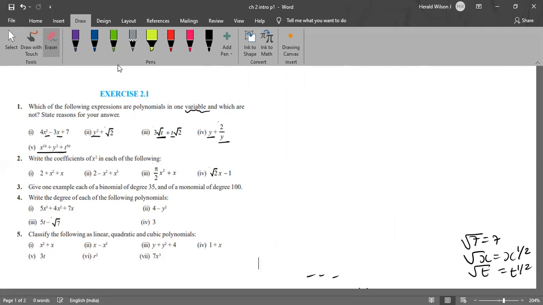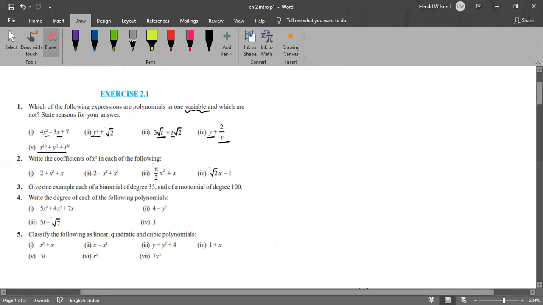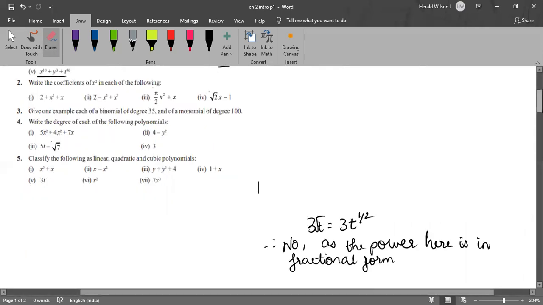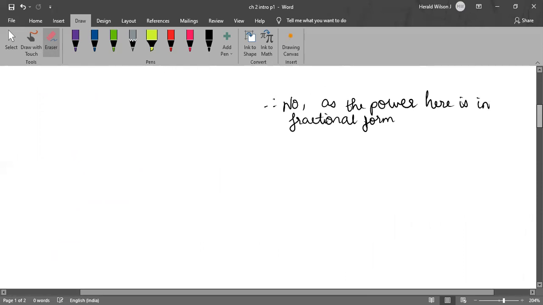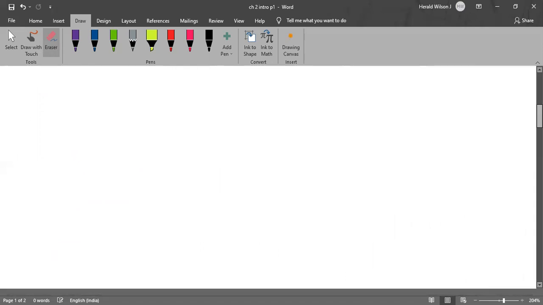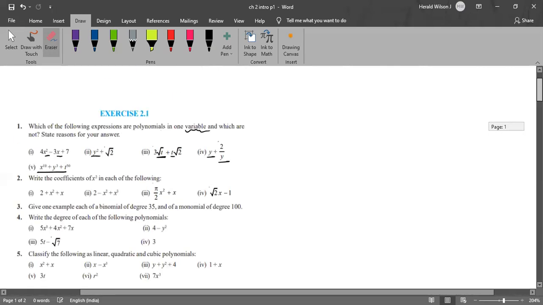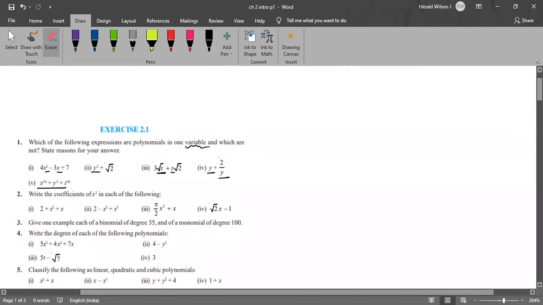y plus 2 by y. Let's not waste time. You think about it, whether y plus 2 by y is a polynomial or not. Come on, polynomial in one variable. Remember, we're talking about one variable. Okay, so I'll tell you why I'm highlighting that fact. In the coming questions, you will understand why.